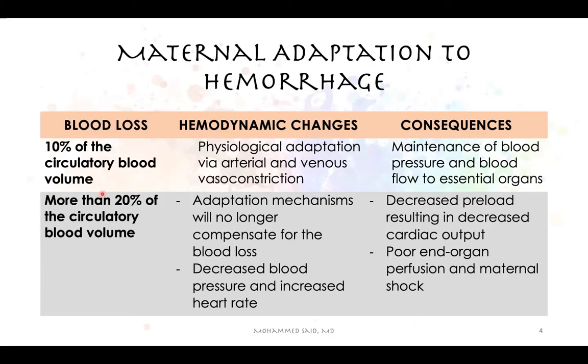But then if this bleeding continues and no replacement or anything is done, when you lose more than 20% of the circulatory blood volume, this physiological adaptation mechanism is going to fail. The blood pressure is going to start dropping, the heart rate is going to start increasing, and this is going to lead to poor end organ perfusion, organ failure, and shock.